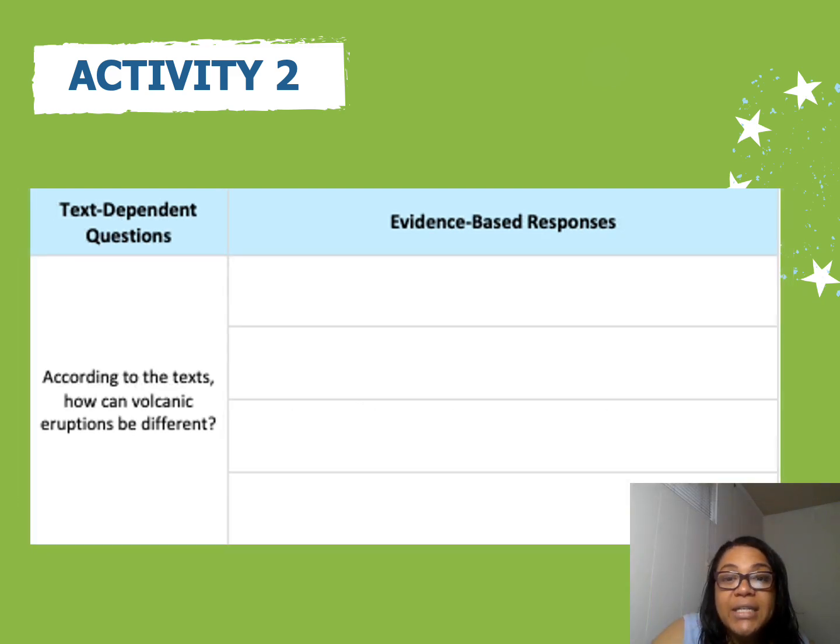Now it's your turn to answer the next question about the text. The question is, according to the text, how can volcanic eruptions be different? Remember to go back to the text to find evidence to support your response. I'm going to give you 3 minutes now to answer the question.